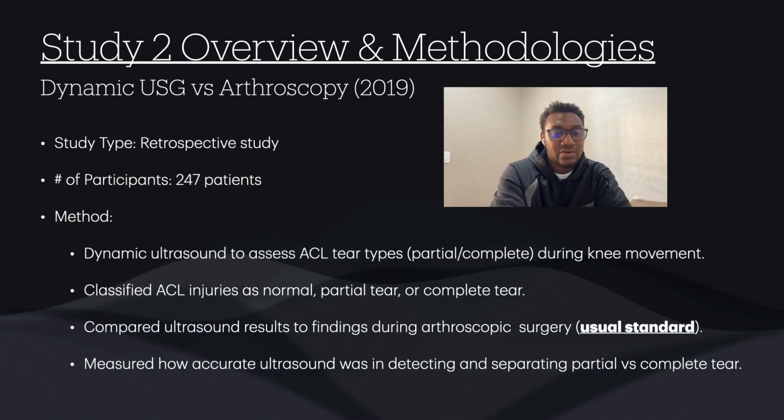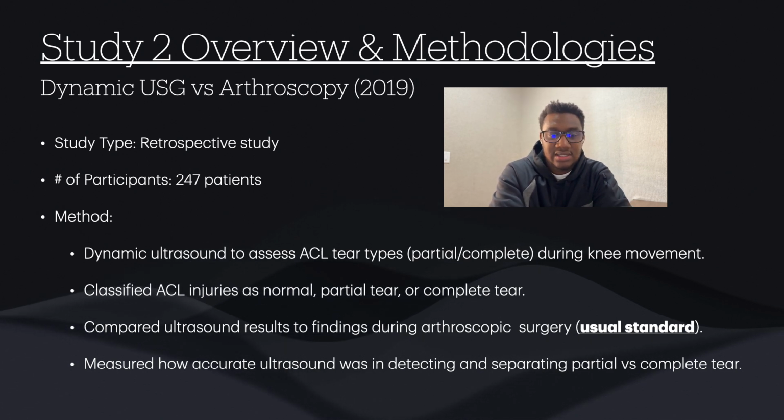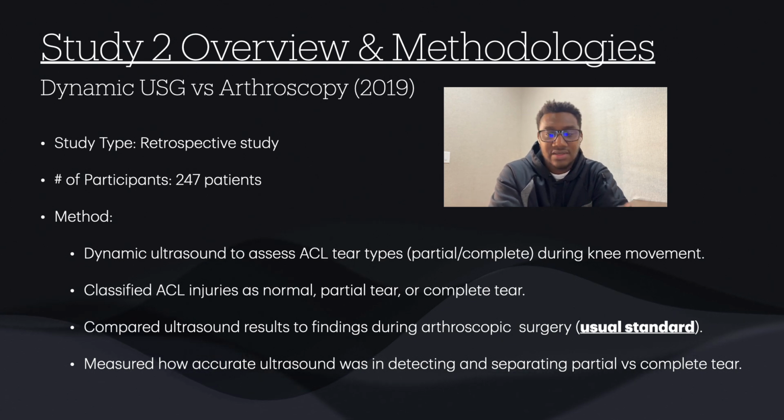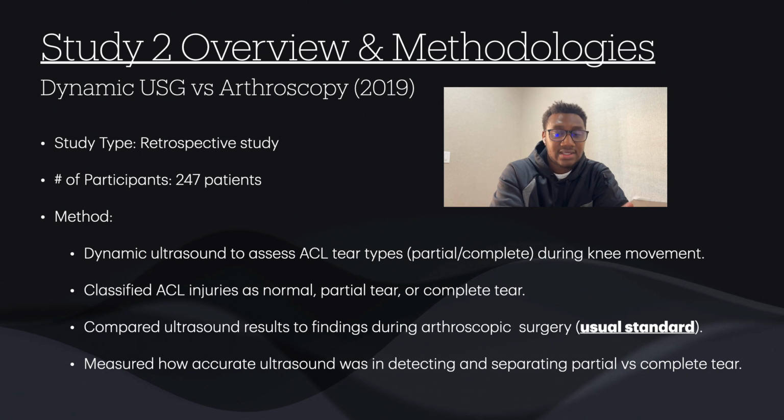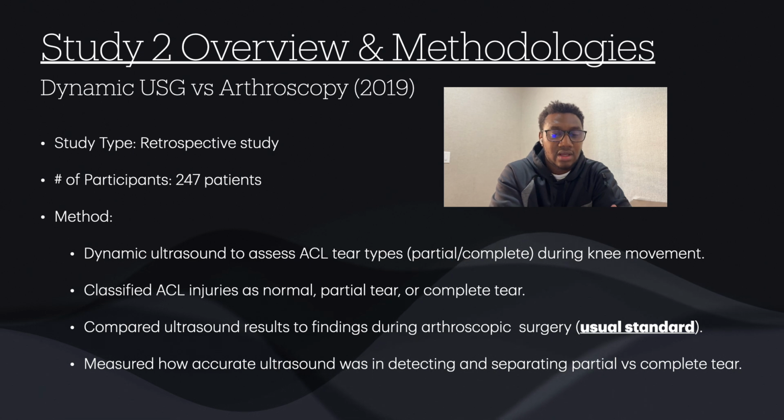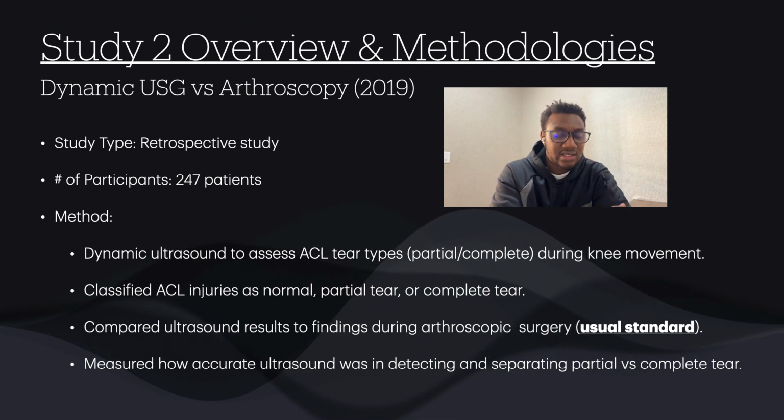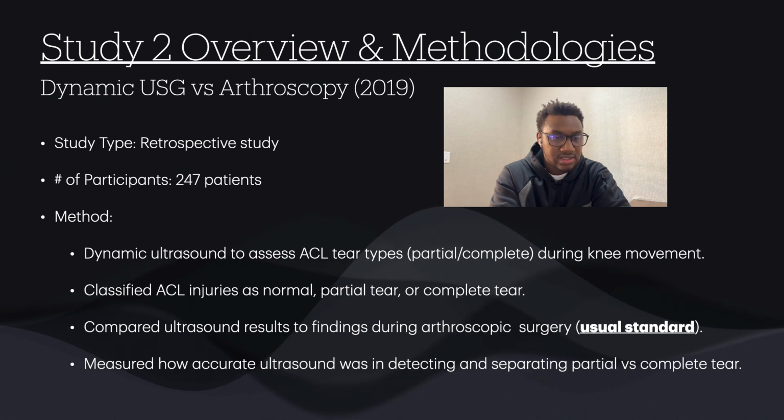All right, and then study two, the overview and methodologies. Again, this was the dynamic ultrasound versus arthroscopic surgeries. Study two was a retrospective approach, analyzing data from 247 patients. These patients had already undergone both dynamic ultrasound imaging and arthroscopic surgeries. The goal of this study was to evaluate how well dynamic ultrasounds could differentiate between both partial and complete ACL tears. Then they compared the data from the ultrasound to what they actually saw during the arthroscopic surgeries.